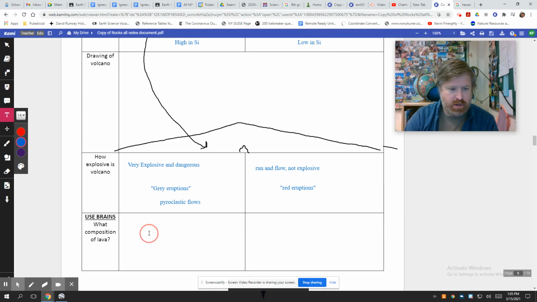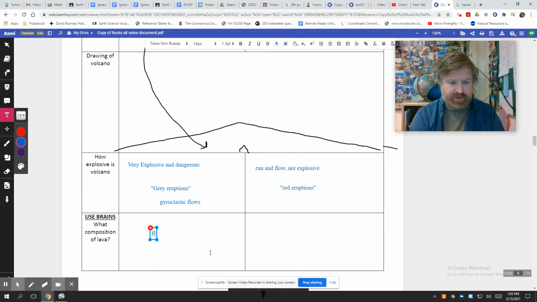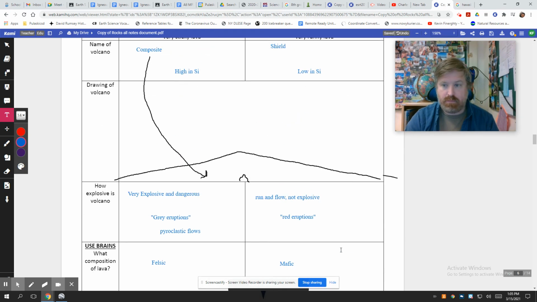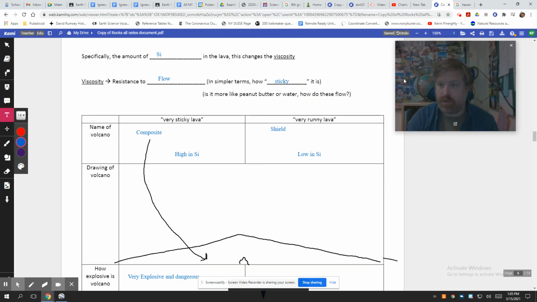Let's check it in here. Maybe we're good to go. I think we are. So this is felsic. This is mafic. Excellent. Good work on igneous.